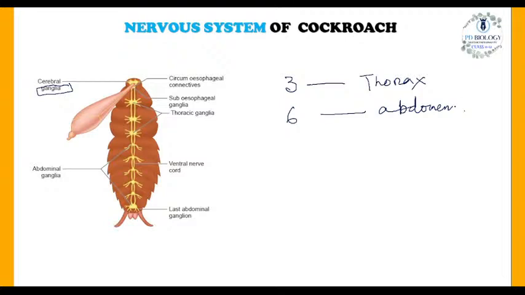The head holds only a bit of nervous system, the remaining part is situated along the ventral part of the body. So if the head of the cockroach is cut off, it still lives for 1 week, because the head holds only a bit of nervous system.